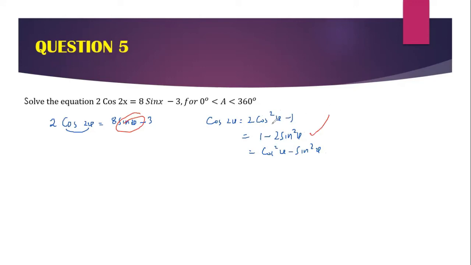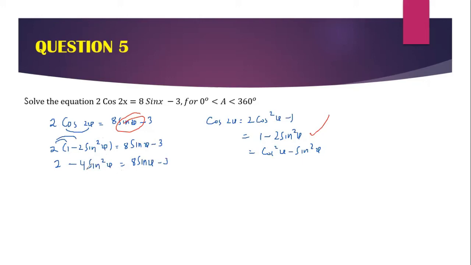So you have to choose this one. You have to adjust the formula. So 2, open the bracket, 1 minus 2 sine square x, equals 8 sine x minus 3. You get it? Okay, next, 2 minus 4 sine square x equals 8 sine x minus 3.